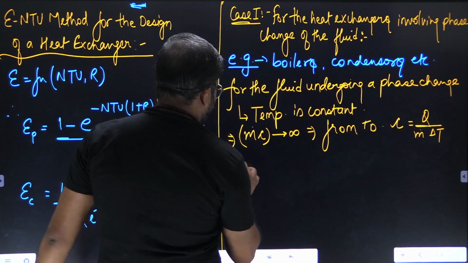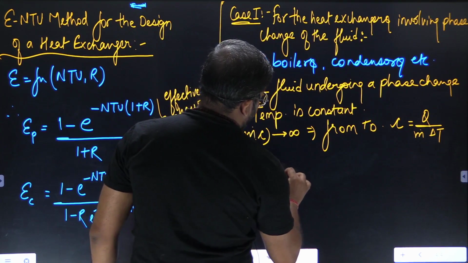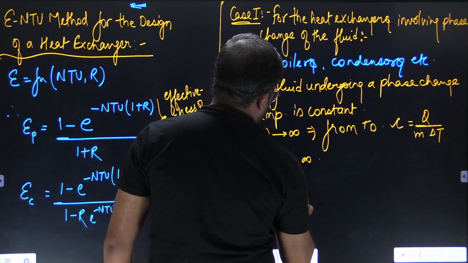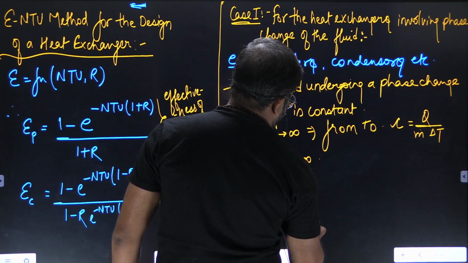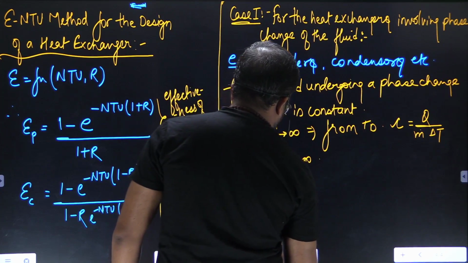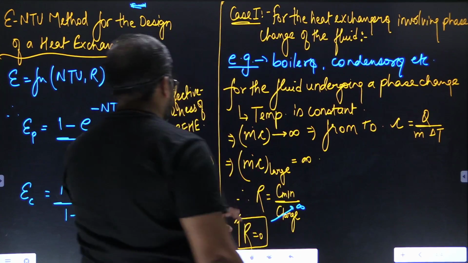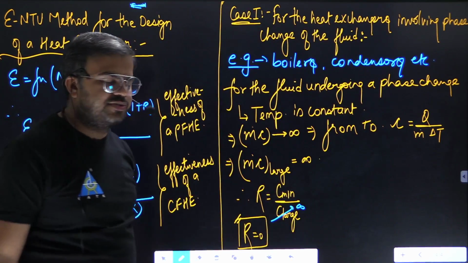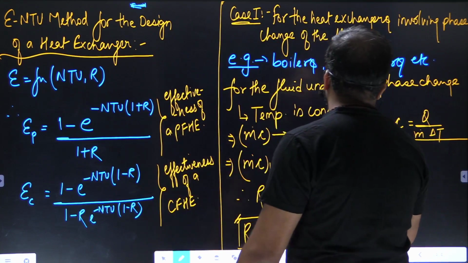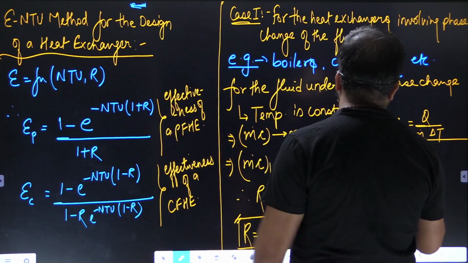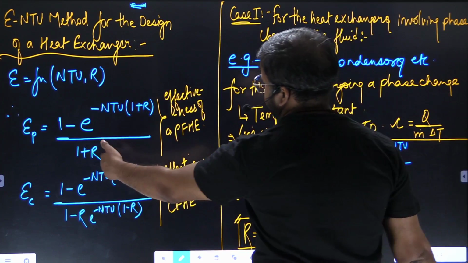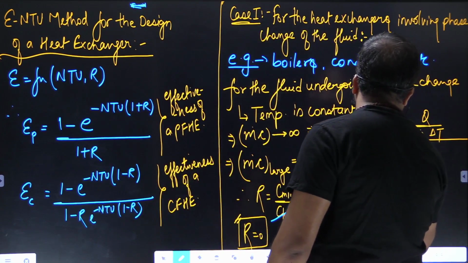So m dot into C large value is infinity. Therefore, R over here will be C minimum upon C large, and this C large is infinity, means R is definitely zero. R, heat capacity ratio, right? If R is zero, then epsilon P is 1 minus e to the power minus NTU over 1, so 1 minus e to the power minus NTU.